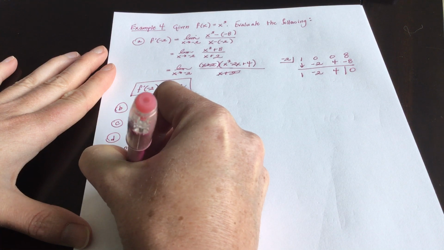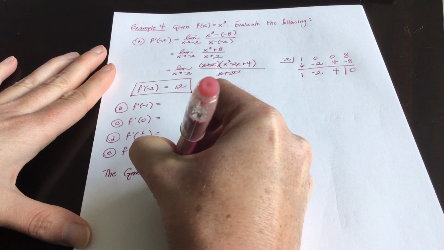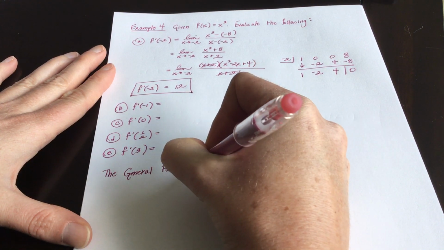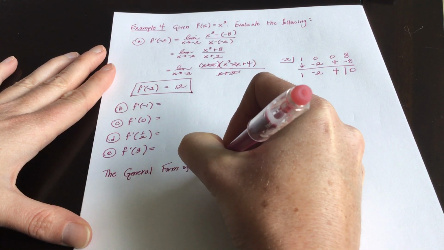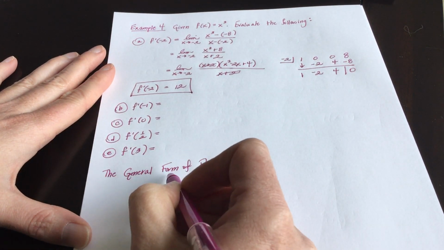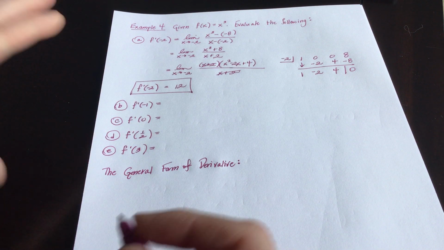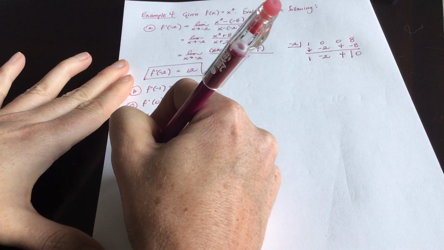Let's move into conceptually talking about the general form of the derivative. So the general form, what we're going to get is a function rule that you can plug in x values to, and it'll give you the slope of the tangent line at any x value that you want. So it's kind of nice. And so let's talk about the story. How did it come about?